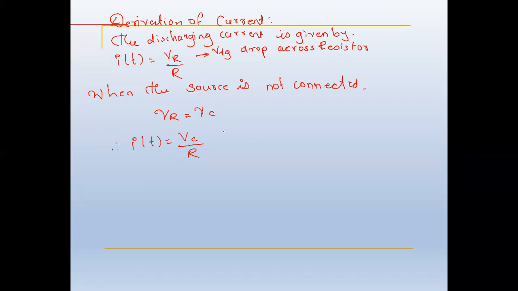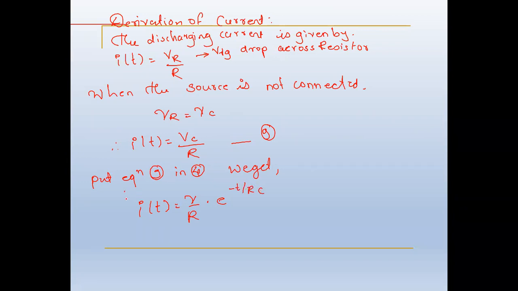Now let us call this one as equation number 9. Put equation 9 in 4, what will we get? We'll get I of t is equal to V by R into e raised to minus t by RC. Let us call this one as equation number 10.